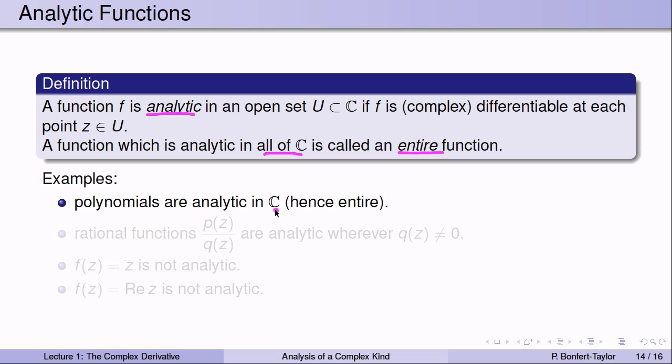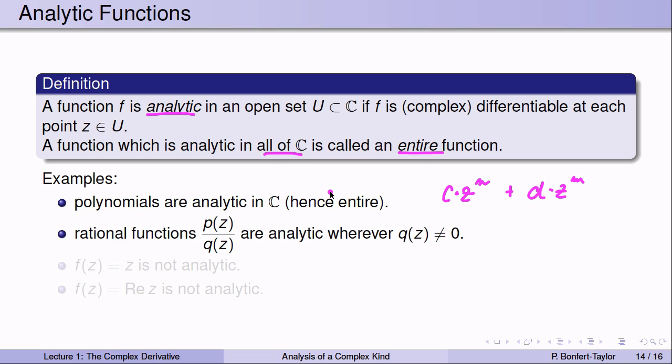Polynomials are analytic in C because we showed that anything of the form z to the n is differentiable everywhere in the complex plane. We can even put a constant in front of it that's still differentiable, and then we can add to that another term, d times z to the m, with a different power and more of these. So these form polynomials, and therefore polynomials are analytic in the complex plane, and therefore entire functions.